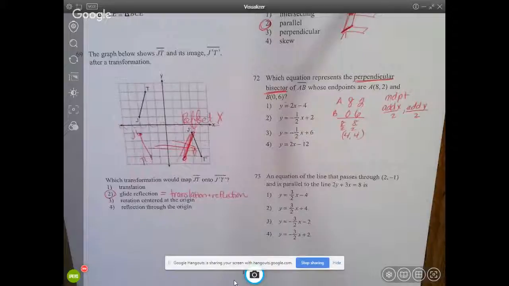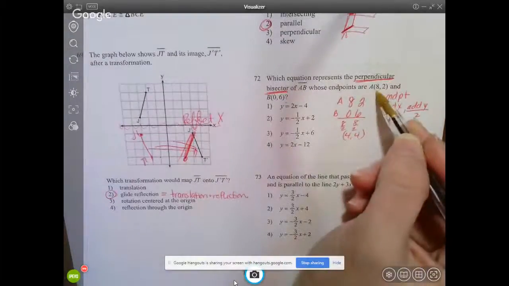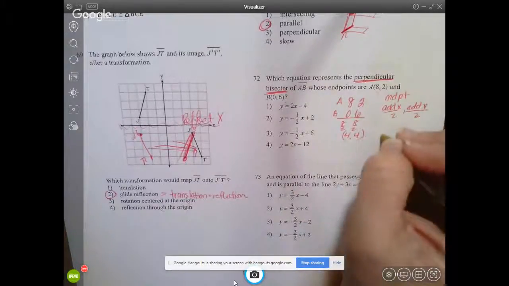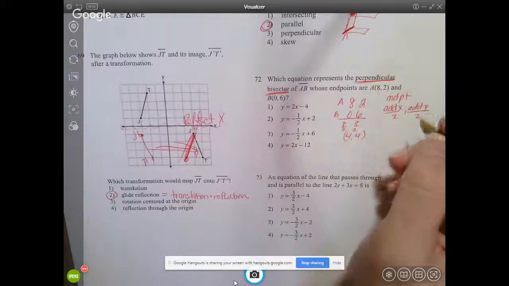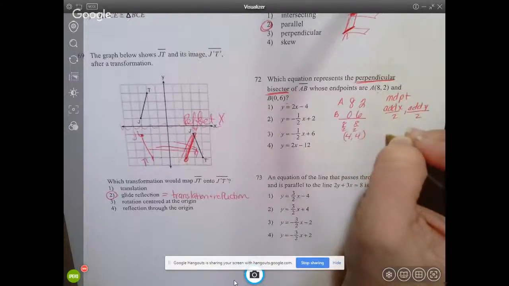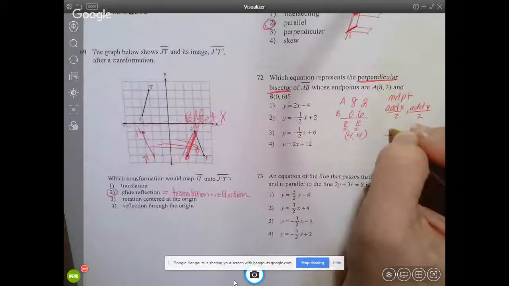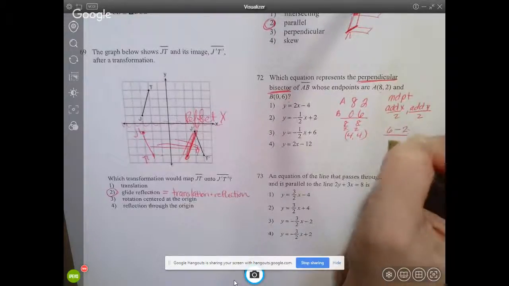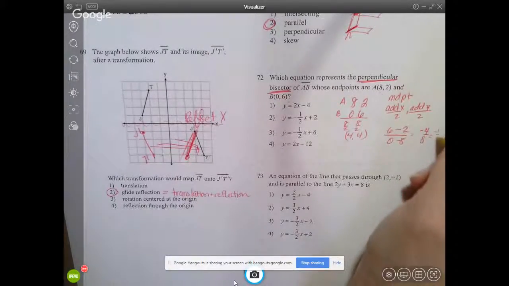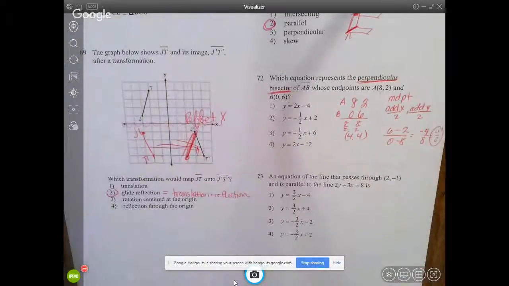Then I need to get the slope of this line so that I can get what the perpendicular would be. The slope of this original line, this might almost be DOK 3, but it looks like a hard 2. Remember, slope is we subtract the y's over the x's. So I'm going to do 6 minus 2 over 0 minus 8. That gives me -4/8 or -1/2. So that's my original slope.